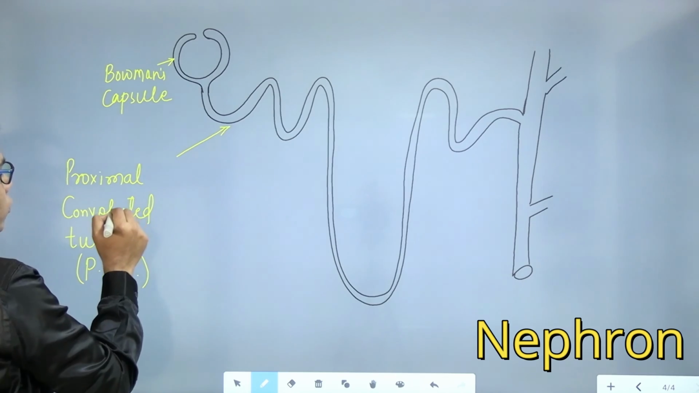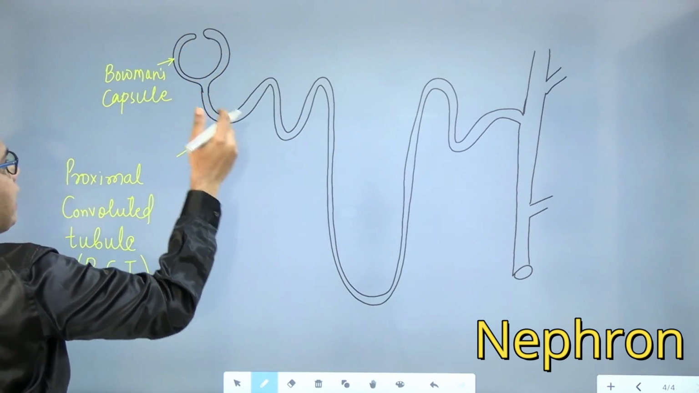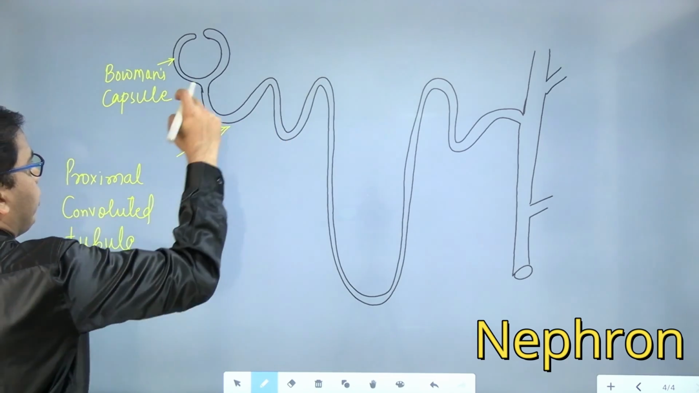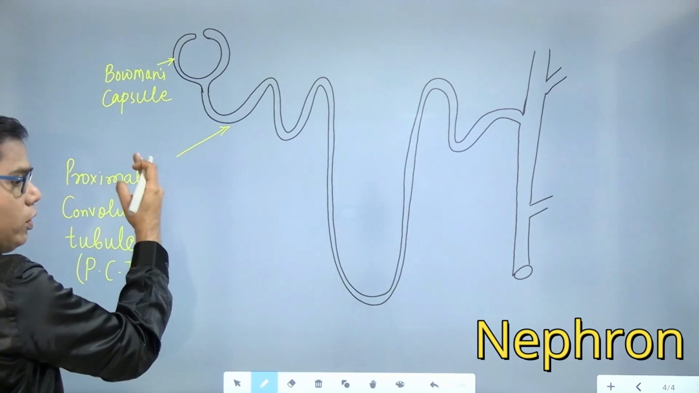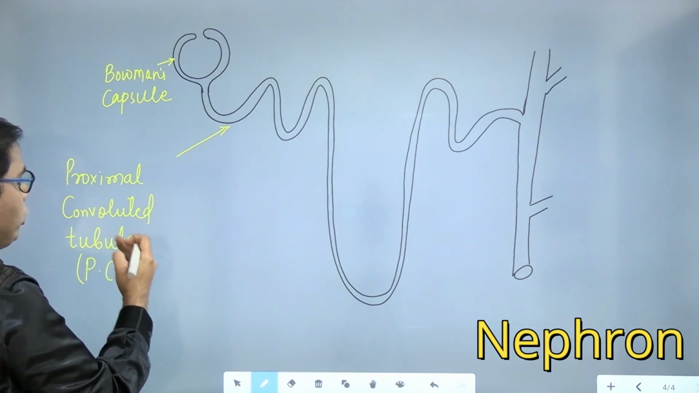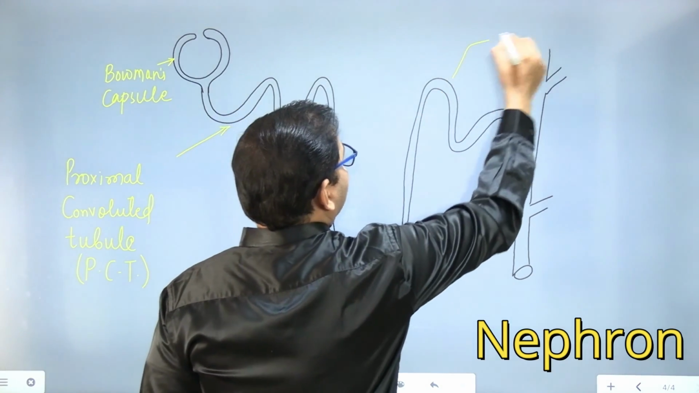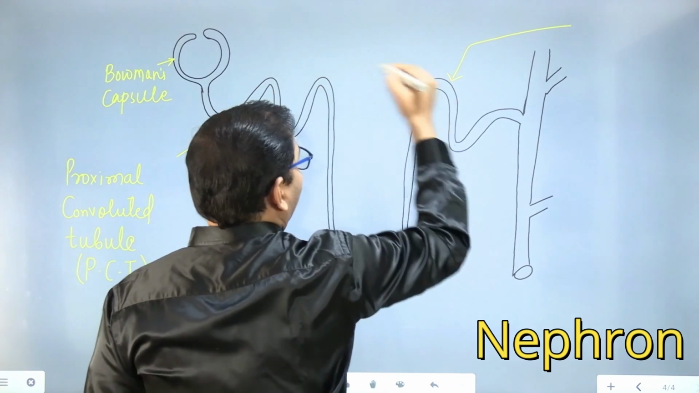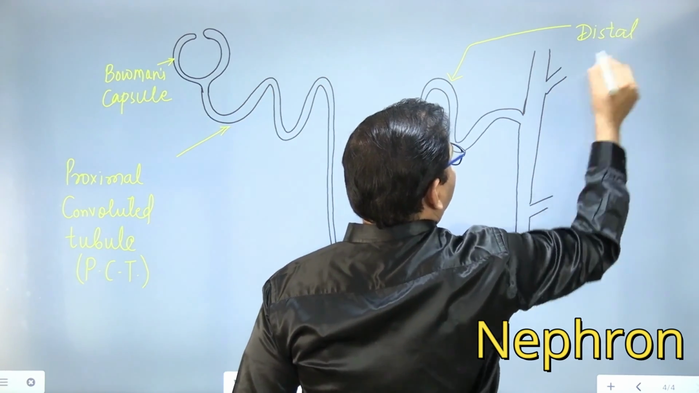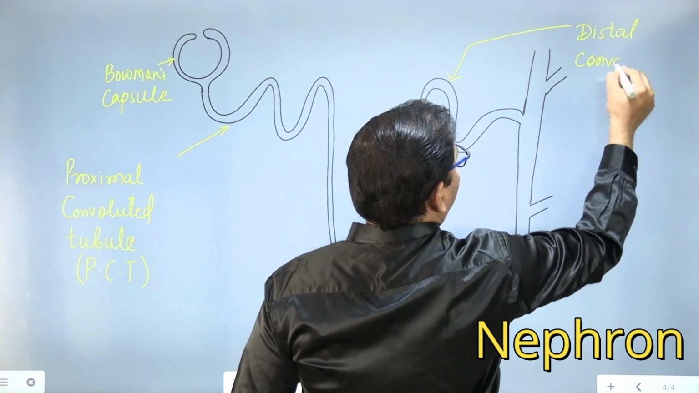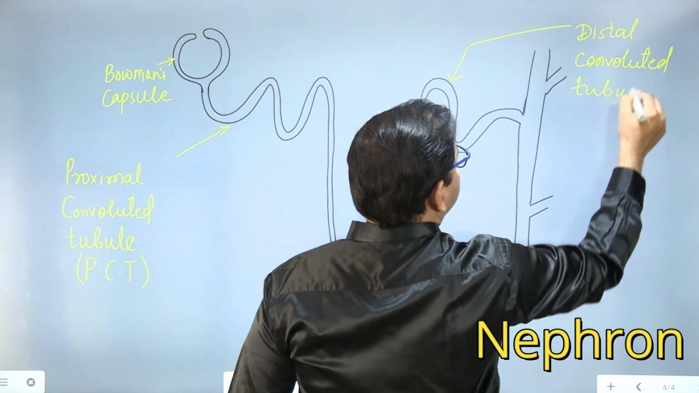PCT, proximal convoluted tubule. Proximal means close to what? Bowman's capsule. And convoluted because of the wavy shape, and this is a tube, so tubule: proximal convoluted tubule or PCT. There is one more structure here which is far away from the Bowman's capsule. Far away means at a certain distance, so distal convoluted tubule or just DCT.